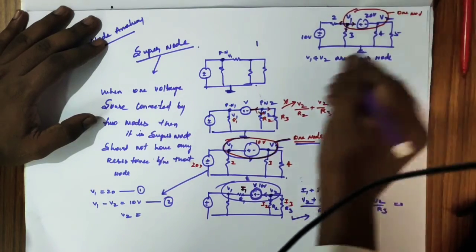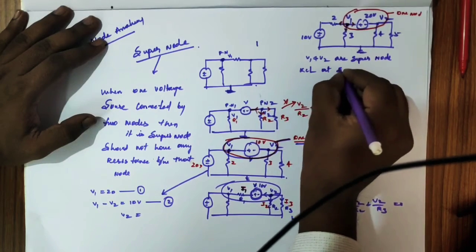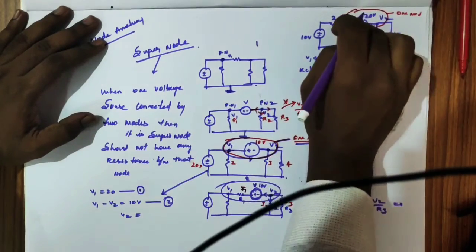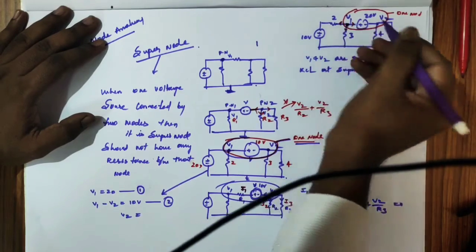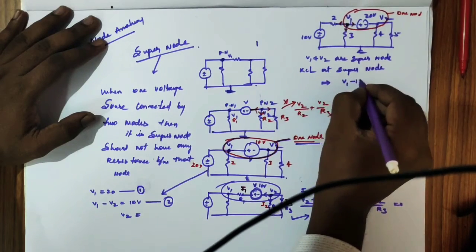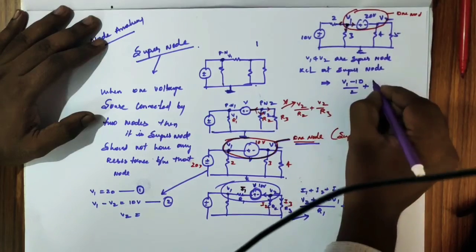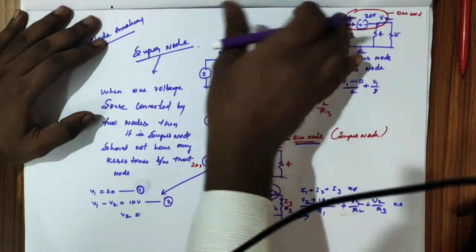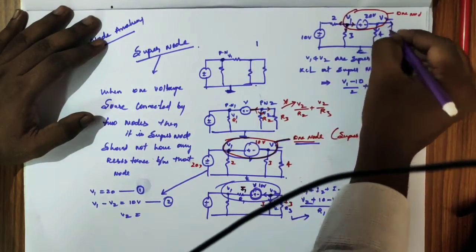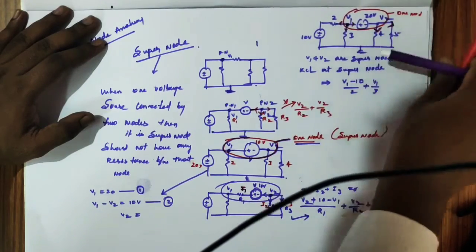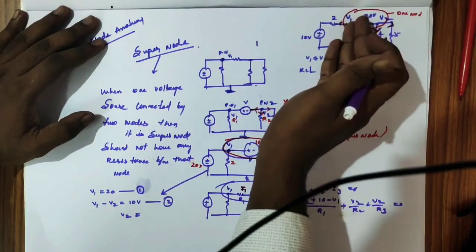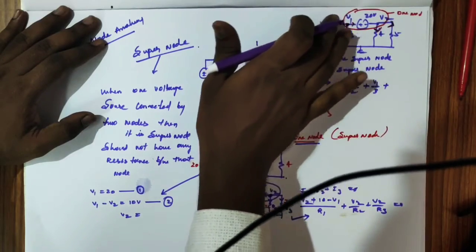One node. Now KCL at the super node. So what is the KCL at the super node? At this end point, these two currents are leaving. So what you do is: V1 minus 10 by 2 plus V1 by 3. So on this left side our currents are done. Now coming to the right side, the currents are leaving, so this current means plus, we'll continue this equation. The left part is over, that is, we did the currents of this and this.